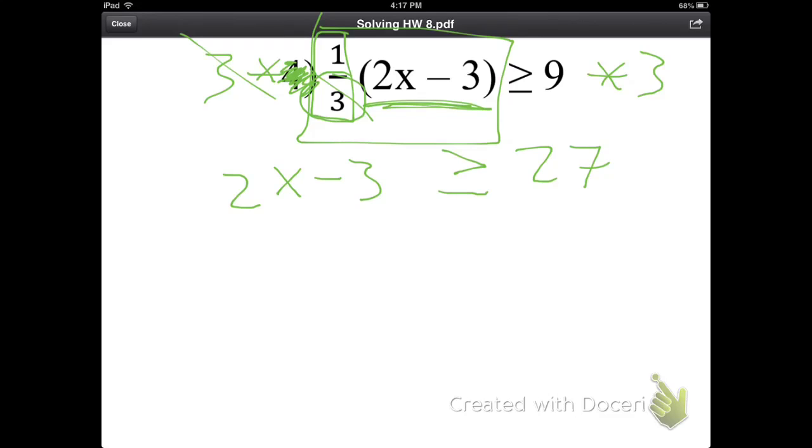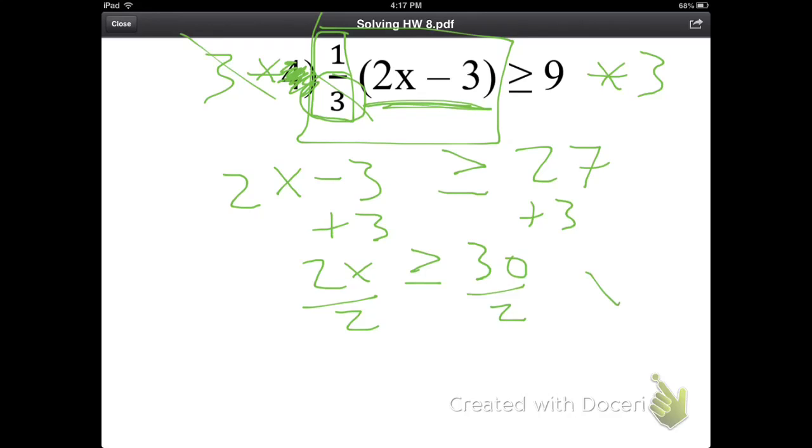And now we're at a fairly simple inequality problem that we've dealt with before. Let's get rid of the 3. And now I got 2x being greater than or equal to 30. Divide by 2, divide by 2. And we have x is greater than or equal to 15. Because 30 divided by 2 is 15. Okay. We don't switch our inequality sign because we divided by a positive.